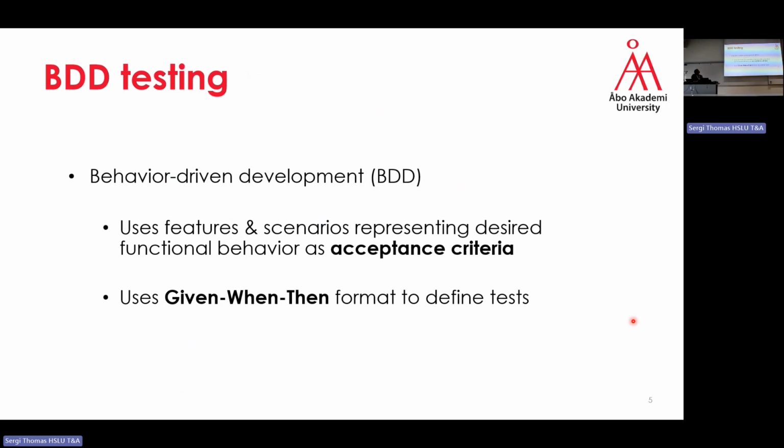In behavior-driven testing, we use features and scenarios which represent the desired functional behavior of the system under test as the acceptance criteria for test verdict assignment. It uses the given, when, then format. The given part states an initial condition, the when part has a test action that is performed on the inputs, and then the then part checks the test outcome or the expected output behavior of the system. This is used to define the tests.